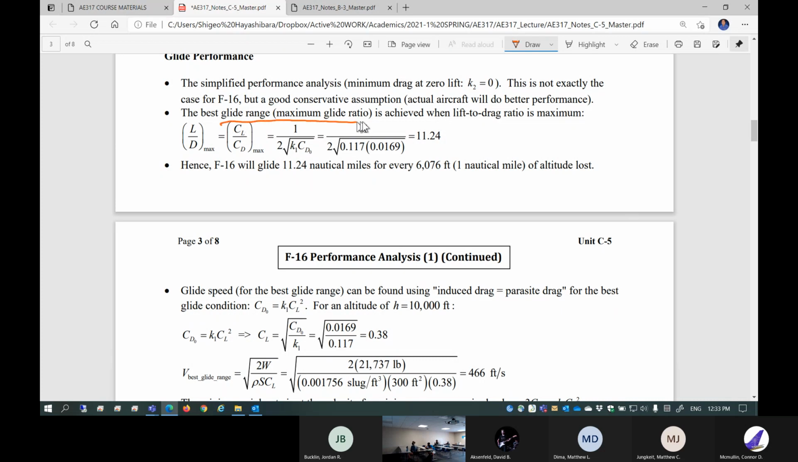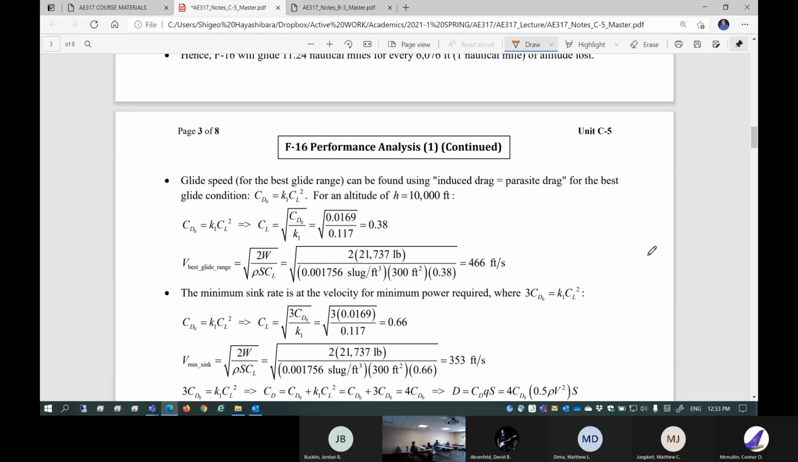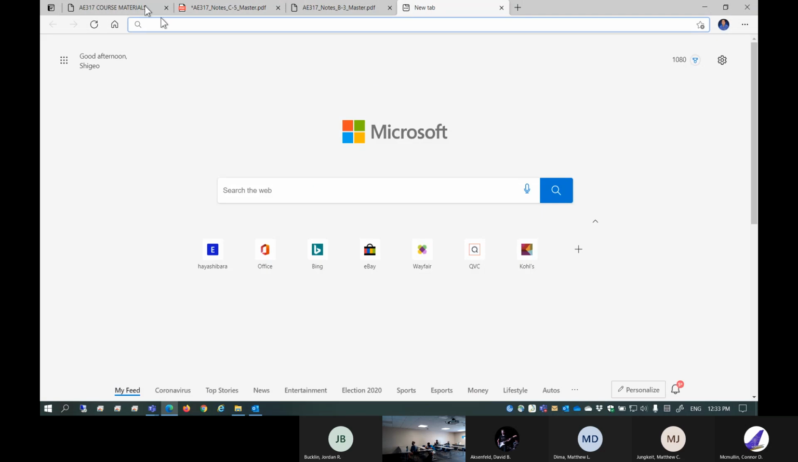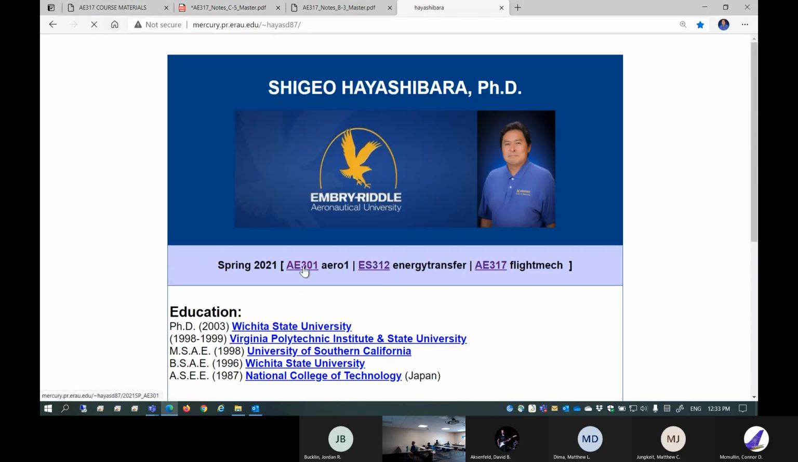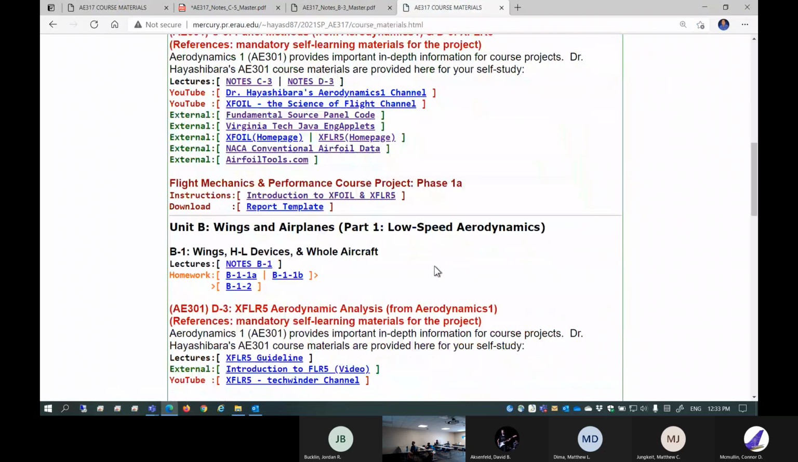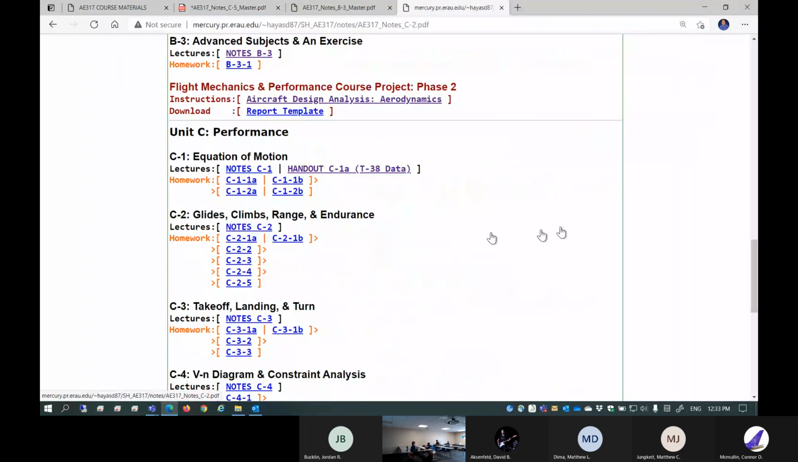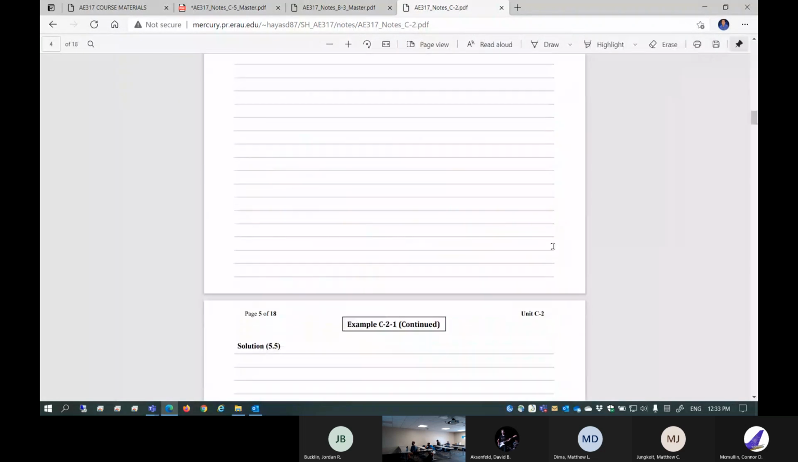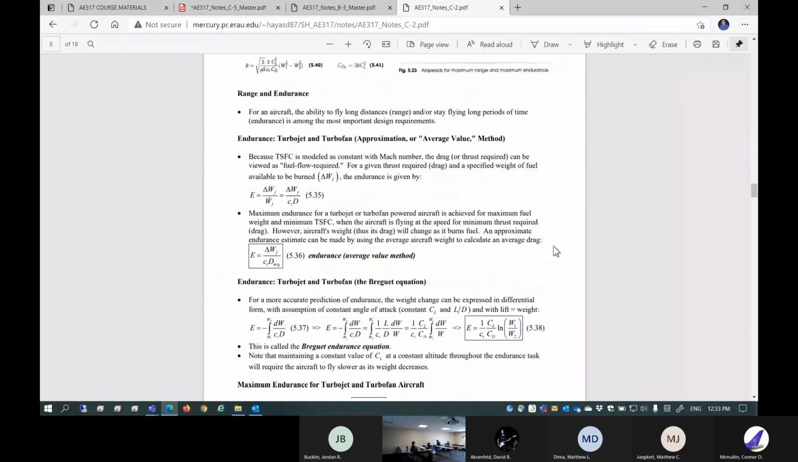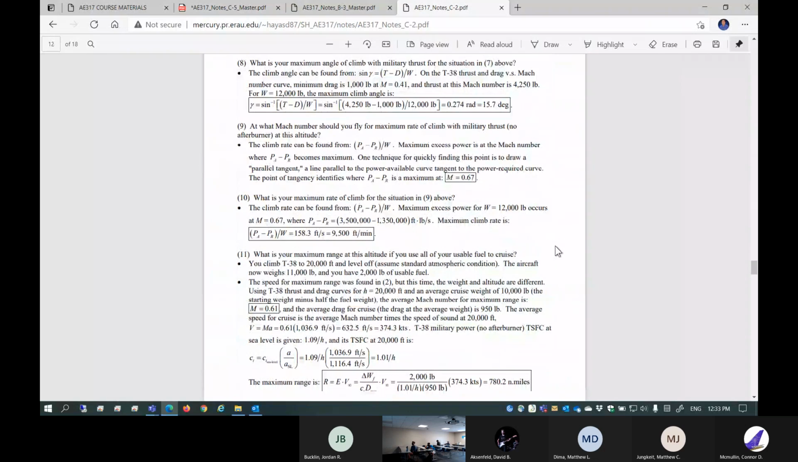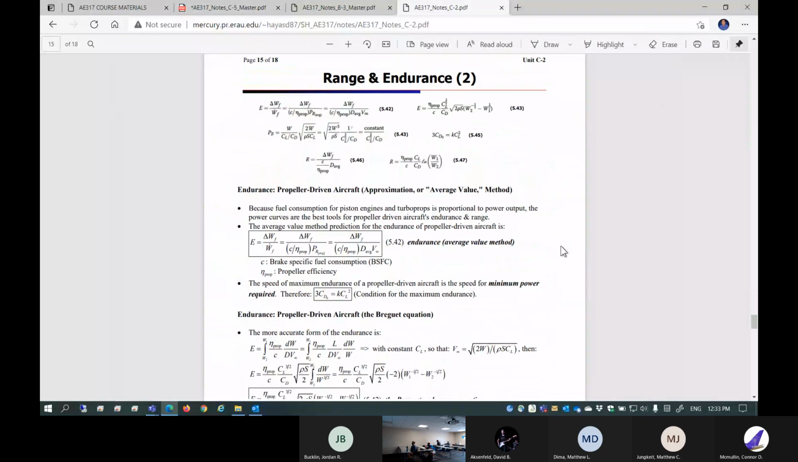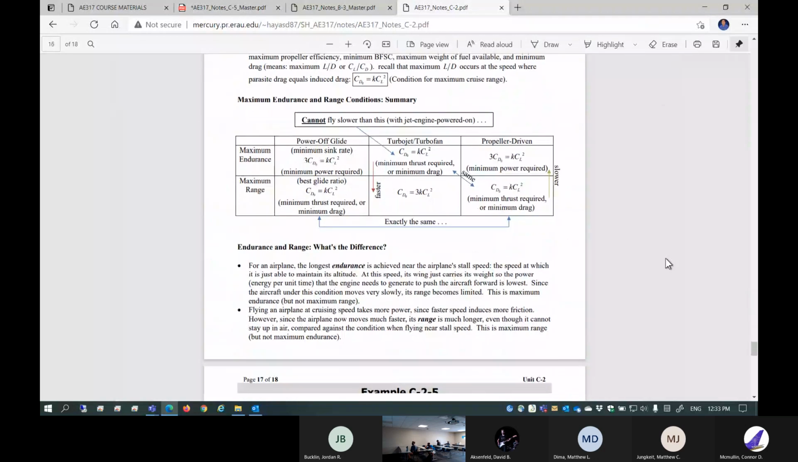Okay. And the next step is, okay, so what is the corresponding glide speed for the best glide range? Condition is CD equals K1 CL squared. Do you remember this? Actually, I don't remember those, so I always have to go back to my summary. Let's just go back to unit C2. Okay. I always want to bring you back to the summary page.